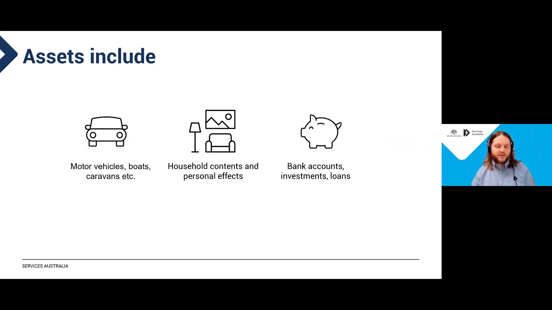Now, when looking at assets, as I said before, we look at the type of asset and the value of the asset at its market value. We look at any assets that you own both in and outside of Australia. Some of these assets include the typical things like motor vehicles, household contents, and your personal effects and financial assets. Your financial assets will include things such as your bank accounts, any loans that you have made, superannuation, shares, deposits, bonds, and so forth.